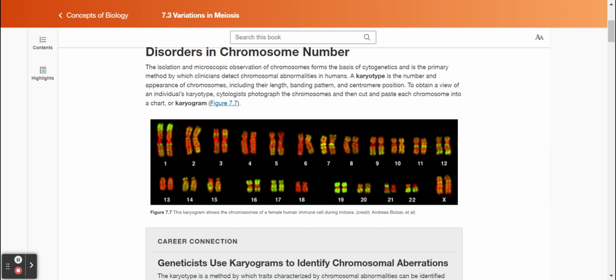To obtain a view of an individual's karyotype, cytologists photograph the chromosomes and then cut and paste each chromosome into a chart or karyogram. Figure 7.7. This karyogram shows the chromosomes of a female human immune cell during mitosis.